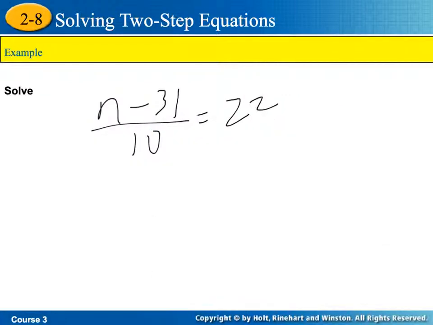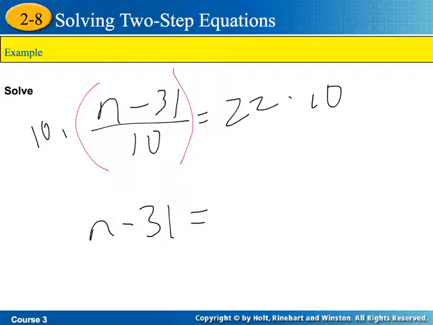Okay, here we go. Try this one. Pause. Give it a shot, making sure that you're showing your work. What's the very first thing we have to do? Get rid of the 10. So how do you get rid of that 10? Multiply by 10, absolutely. Good work, guys. Multiply by 10 on both sides. Now we have n minus 31 is equal to, what's 22 times 10? 220. Fantastic.